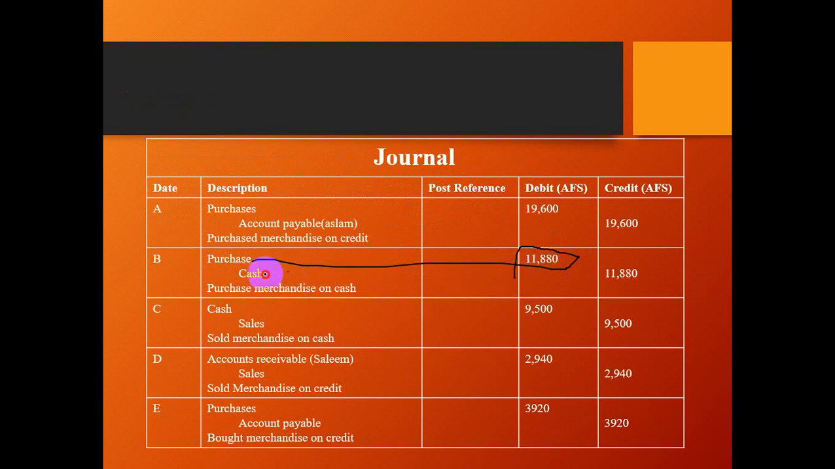So here purchase to cash. We are purchasing on cash. So purchase expenses increase, so my expenses increase and have a debit balance. On the other hand, cash is my asset, and it is decreasing.